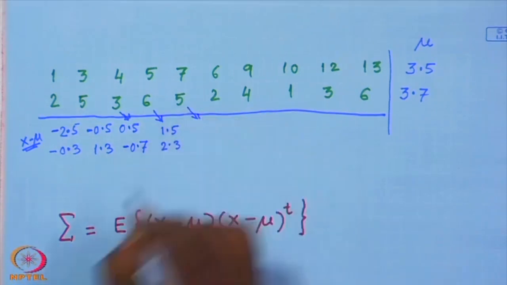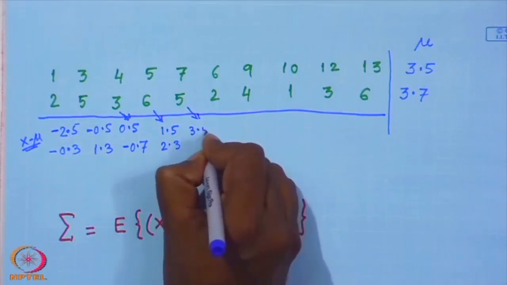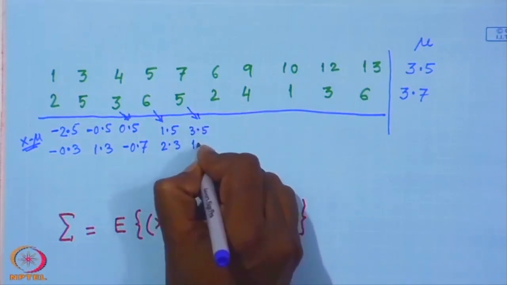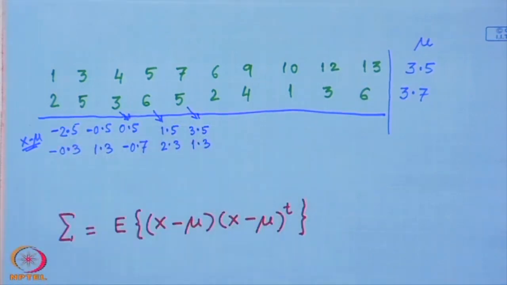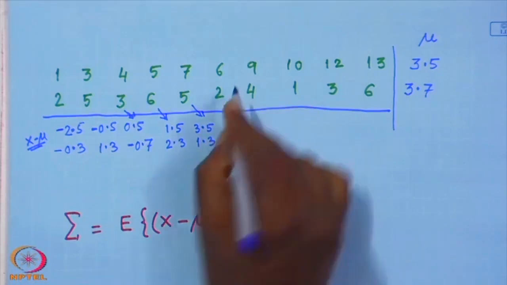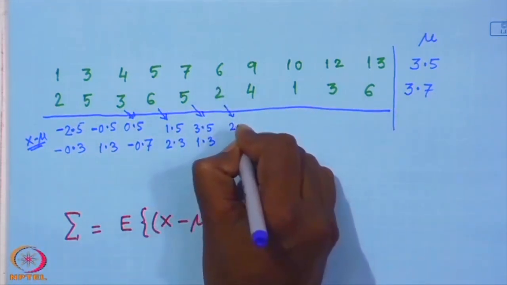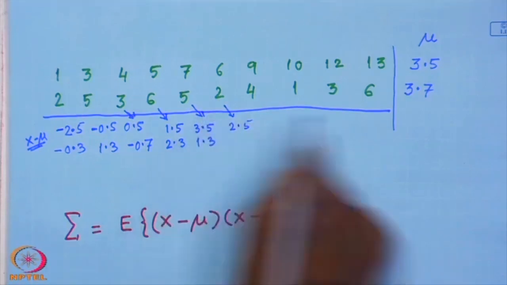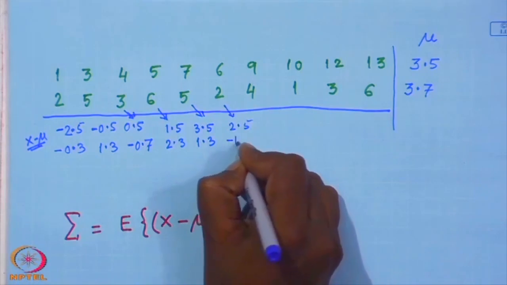For this vector, it will be 3.5 and 1.3. So, these are x minus mu for all the feature vectors belonging to class omega 1. Now, coming to the other set of feature vectors, this is 6 minus 3.5, which will be 2.5, and 2 minus 3.7, that will be minus 1.7.